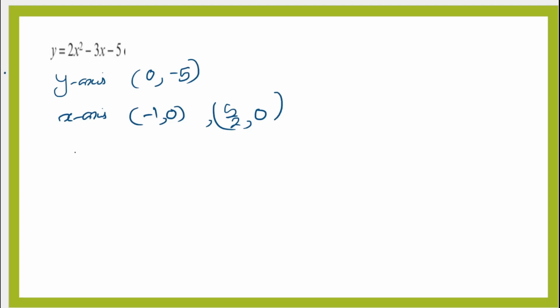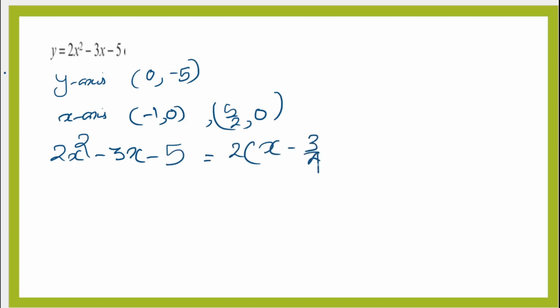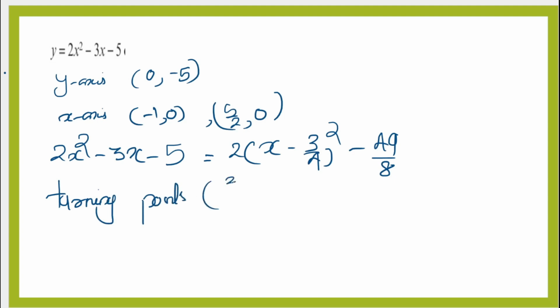Now for finding the turning points, just rewrite the function as 2x² - 3x - 5 equal to 2 times (x - 3/4) the whole square minus 49/8. Now mark the turning points as (3/4, -49/8).